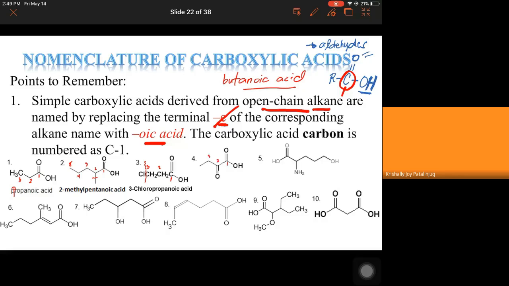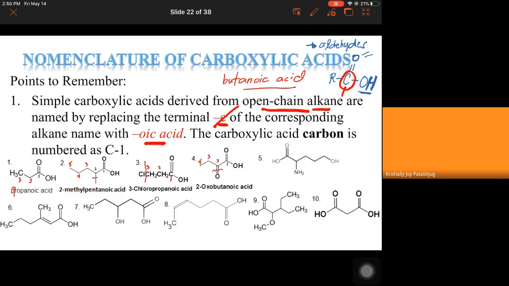Okay. Next. What about this one? 1, 2, 3, 4. Butane. That is the corresponding alkane name. Change the ending E to oic acid, butanoic acid. Is there a substituent? Yes. How do you name the substituent? Carbon double bond O. What is that substituent? It is oxo. Very good. So 2-oxobutanoic acid.